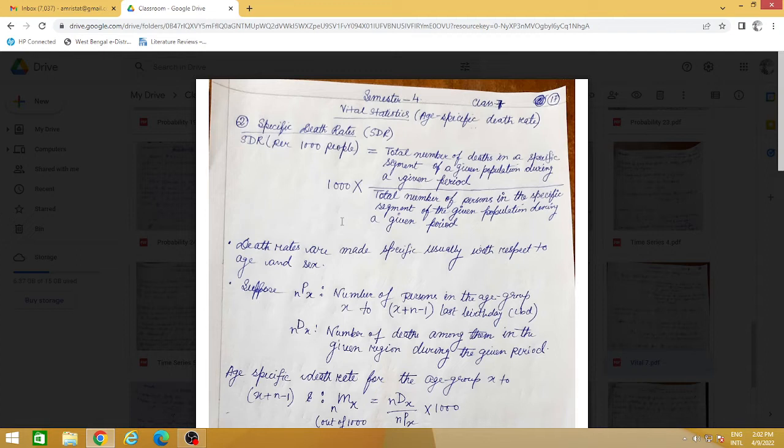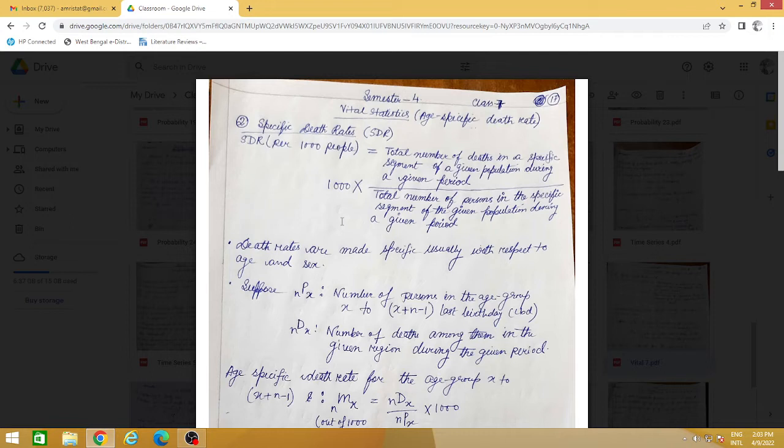So what is a specific death rate in vital statistics? It is also given out of 1000, because out of 1000 the number of deaths may be 2 or 3, but if I tell it without the multiplier 1000, it will be 0.002, right? So 0.002 persons have died. It's kind of a vague understanding. That is why we multiply it with the 1000 multiplier, so that it comes as a proper integer.